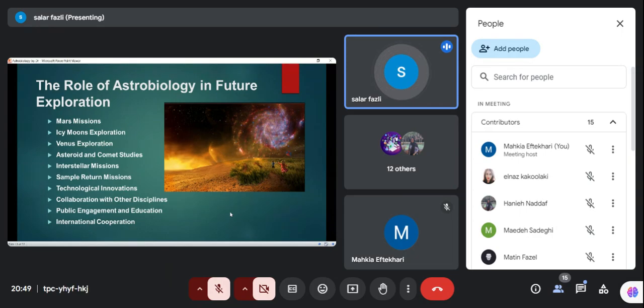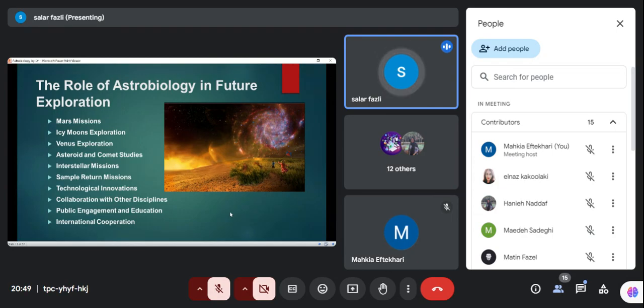Collaboration with other disciplines. Astrobiology encourages collaboration with fields like geology, chemistry, and planetary science, allowing interdisciplinary efforts in understanding life's potential in the universe. Joint efforts can lead to comprehensive approaches to studying extraterrestrial environments.